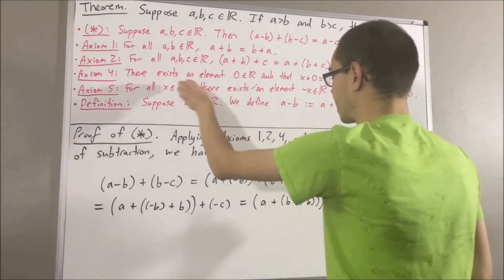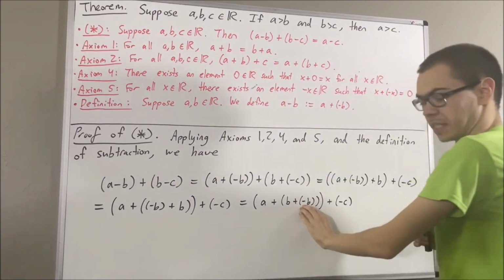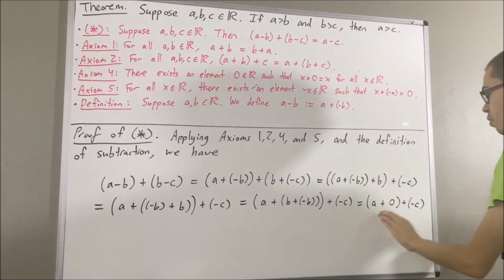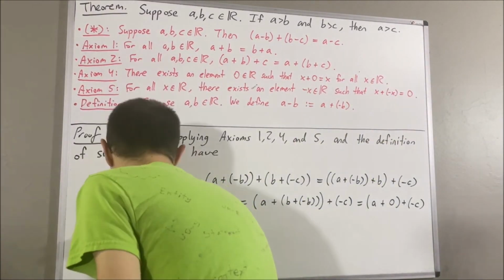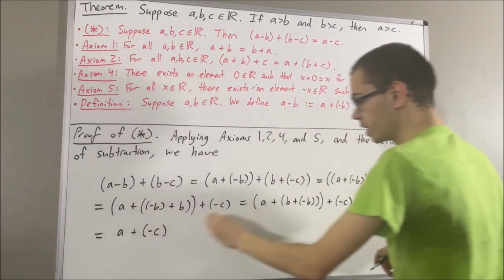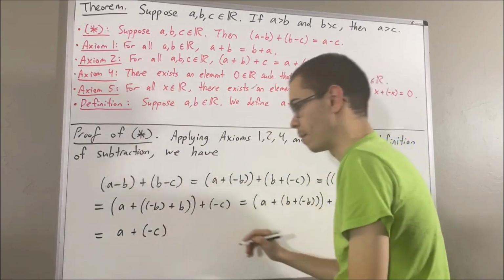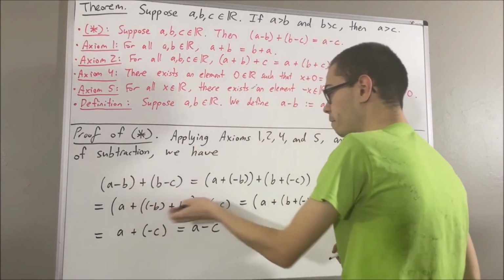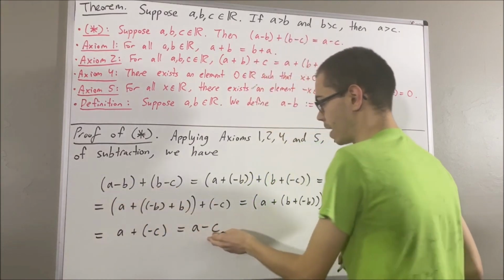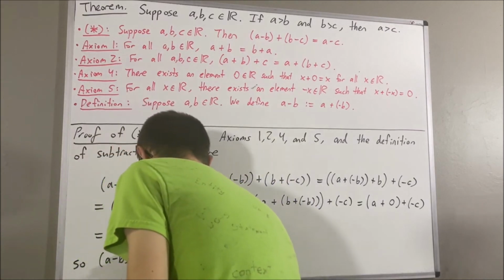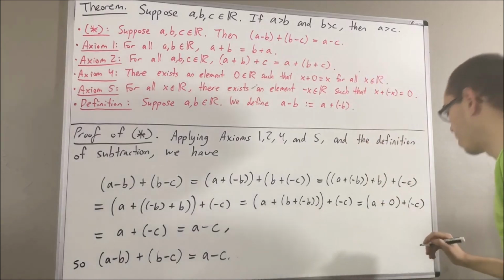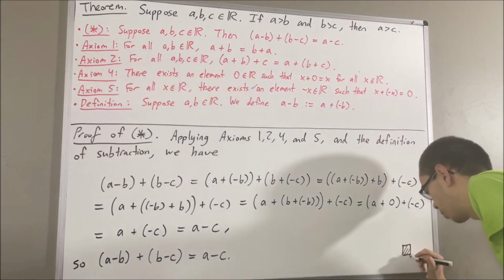And then, by axiom 5, B plus the negative of B is equal to 0. And then by axiom 4, A plus 0 is equal to A. So we have A plus the negative C, and then by definition of subtraction, A plus the negative of C is equal to A minus C. And so through this chain of equalities, we have shown that A minus B plus B minus C is equal to A minus C. And that is exactly what we wanted to show. So this proves our preliminary result.